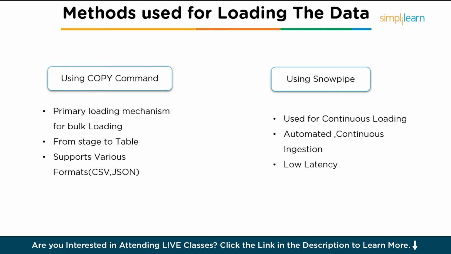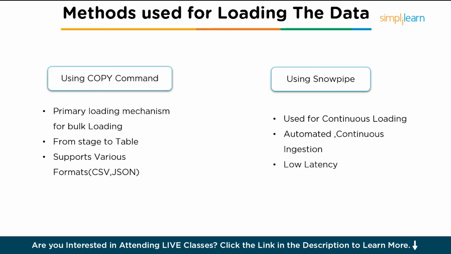The copy command typically loads data from the stage to a table. As we discussed, a stage is that temporary landing area of files. Crucially, it supports various formats like CSV and JSON and more, making it very flexible for different data sources.